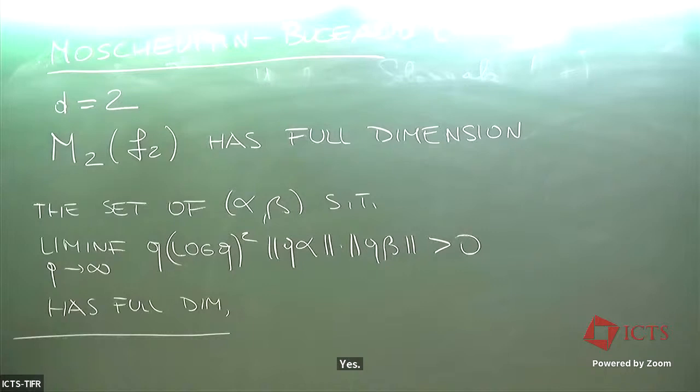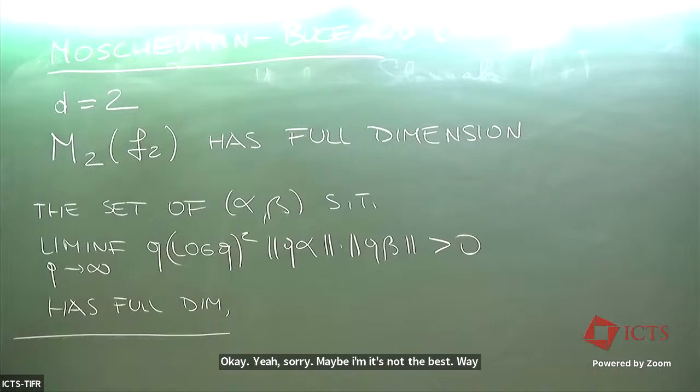No. In Gallagher's theorem, no, because it's the opposite inequality. You want badly approximable, not well approximable. It's not the best way of presenting it because people are used to one form of Gallagher's theorem, and I'm presenting the opposite. But it's the same thing in reality.